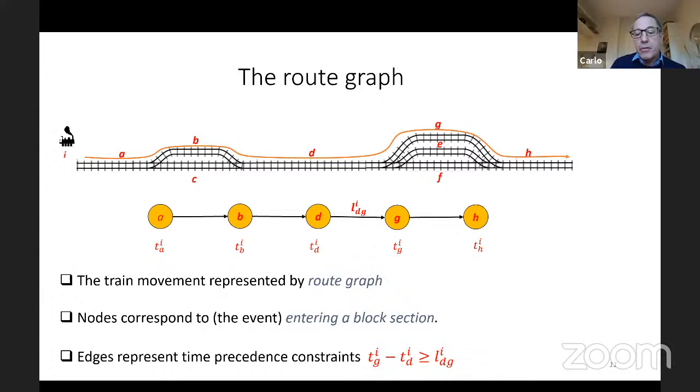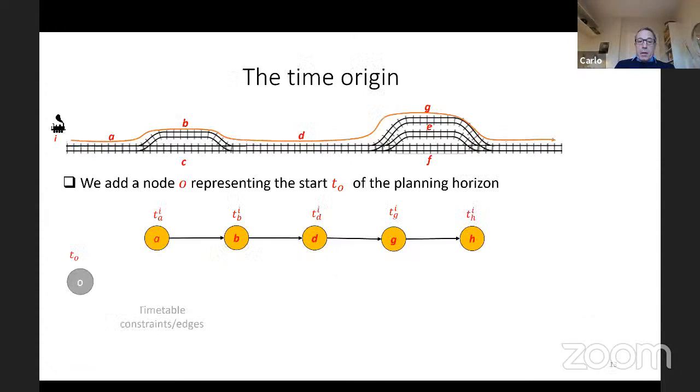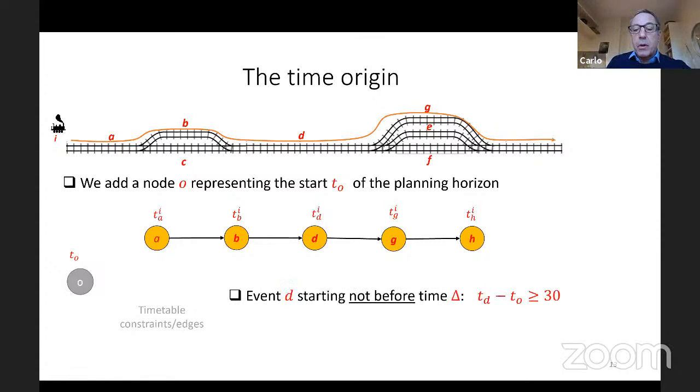So each edge here represents a time precedence constraint for the train. This is an example of a route of a train through Oslo S. I guess we will use it again later on. In addition to the nodes, we also add another artificial node called origin to represent the start of the planning horizon. In fact, every time will be referred to the time t_O, which is the time associated with node O.